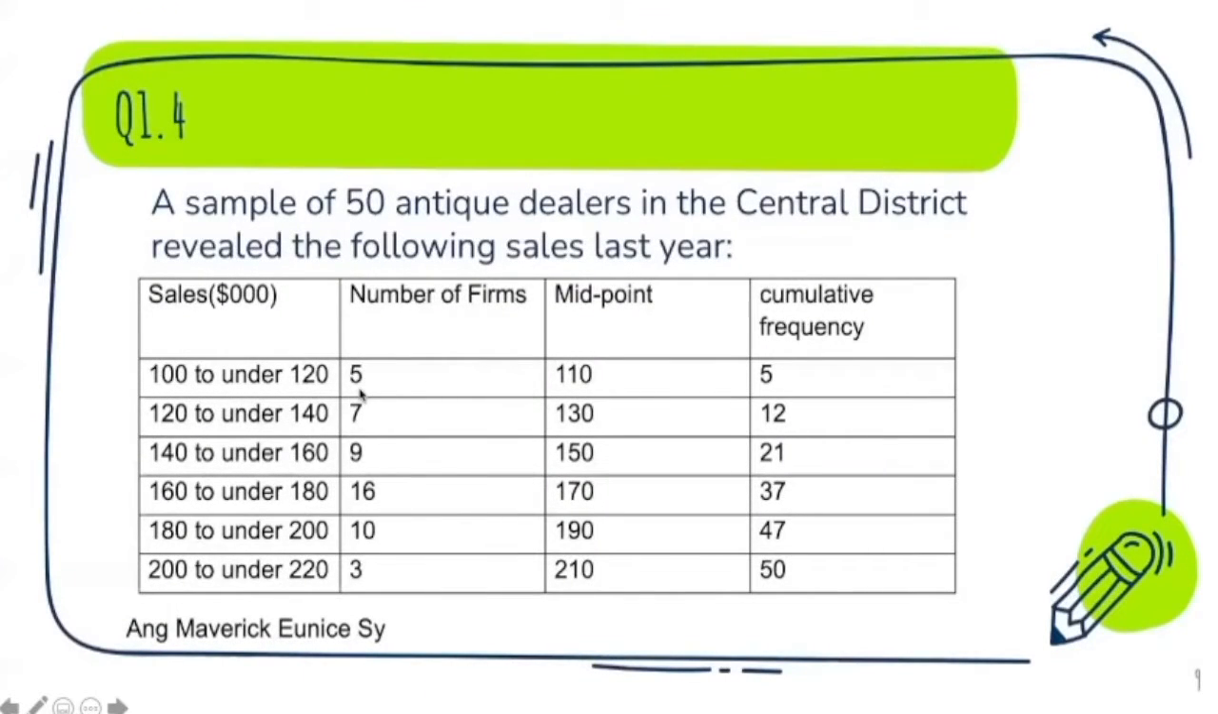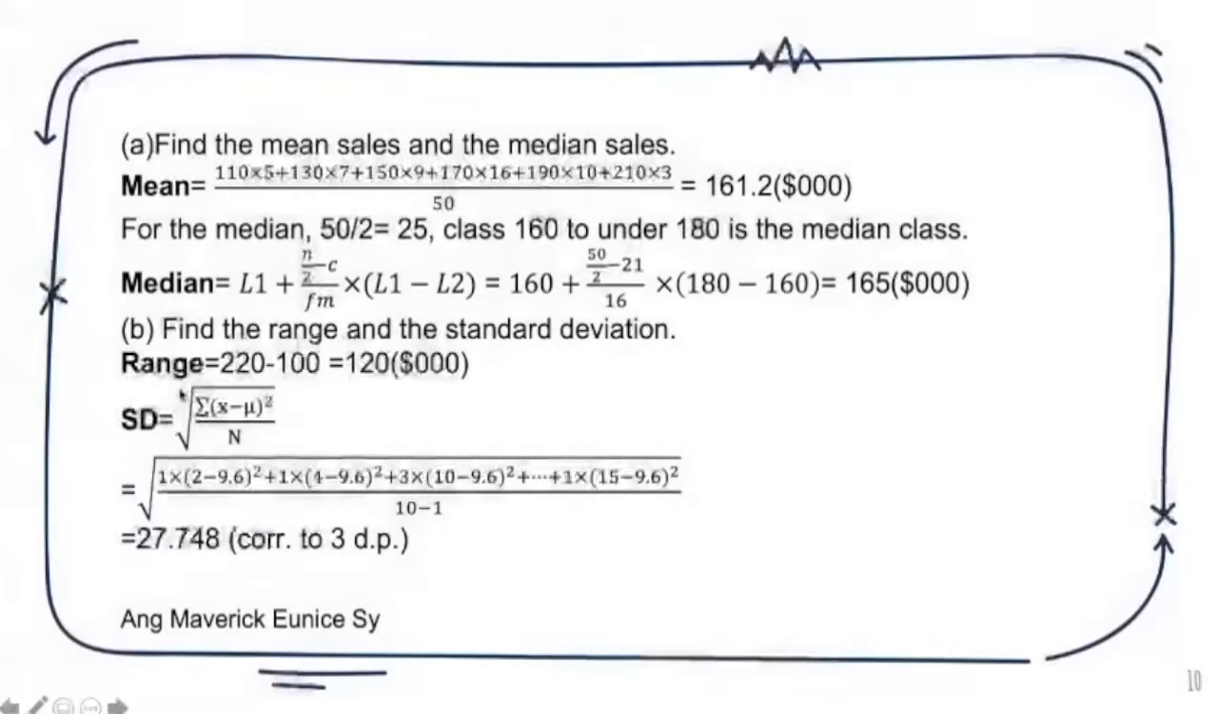So for part B, we will need to find the range and the SD. We can see the least is 100 and the most is 220. So we will be finding the range by 220 minus 100, so we can get 120. For SD, we'll be calculating it using this formula. So at the end, we can get the answer 27.748.